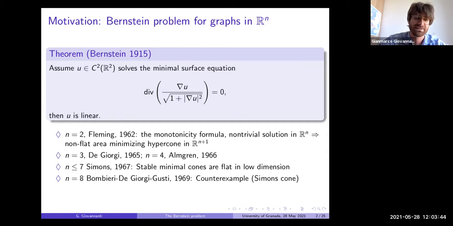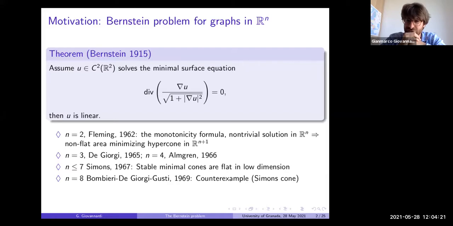And then Bernstein, by a topological argument, was able to show that the solution is a linear function. So the graph of u is a plane. And we cannot generalize this topological argument to higher dimension. And we have to wait for Fleming in 1962. And Fleming, studying the area functional, discovered a monotonicity formula, then showed that there are no trivial solutions in general R^n of the Bernstein problem.